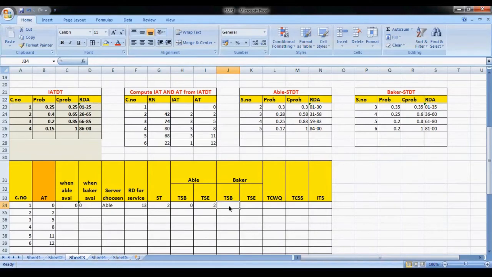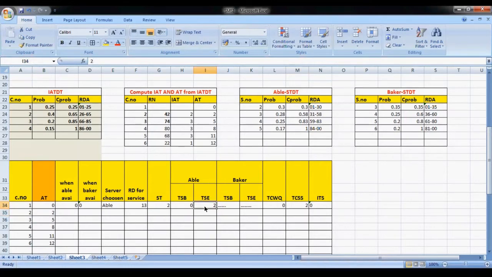We are not working with Baker, so put a dash. We are not working with Able, put a dash. So time customer waits in a queue, initially it was zero. The idle time of the server was zero. Time customer spent in a system is time service end minus arrival time, 2 minus 0, is 2 minutes the customer spent in a system.